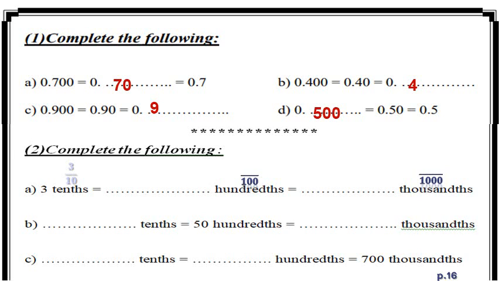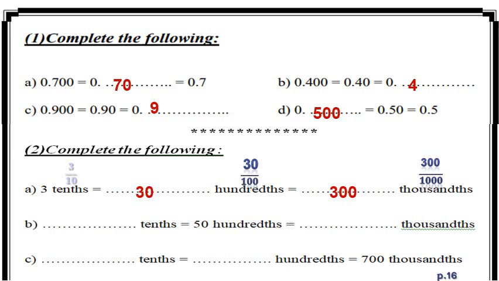So the numerator here, what shall we do? We are going to add also one 0. So the 3 will be 30. So here 3 tenths will be 30 hundredths and the 100 will be 1000. So we add also another 0. So the 30 will be 300. We will add 0, so here the answer will be 300. So we have to know 3 tenths equals 30 hundredths equals 300 thousandths.